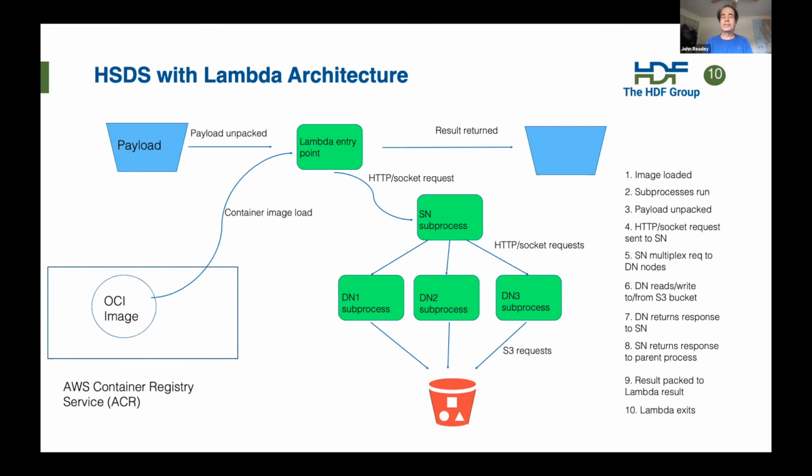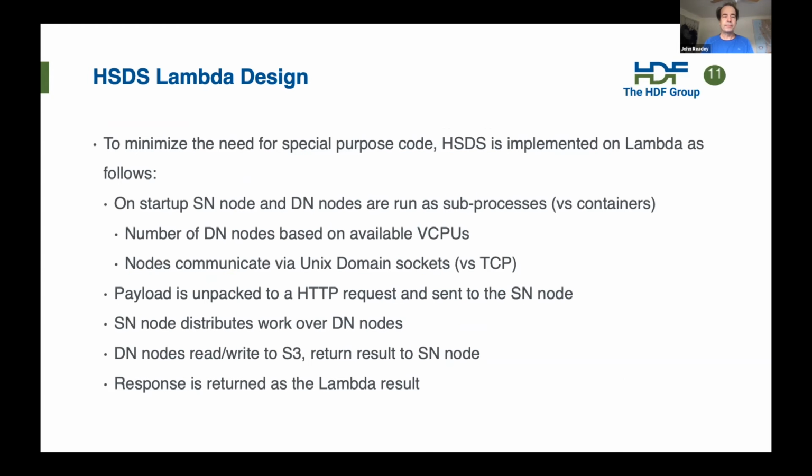So it seems rather involved. In fact, it takes around 2 seconds for even the smallest request to be serviced, which is at least 10 times longer than a typical HSDS request. But it's like an elephant riding a bike. It's not that he rides so well, it's just that he can do it. To minimize this, we run these nodes as subprocesses, and we use Unix sockets versus TCP. And then, as we described, these get distributed across the service node to data nodes and we get the result.